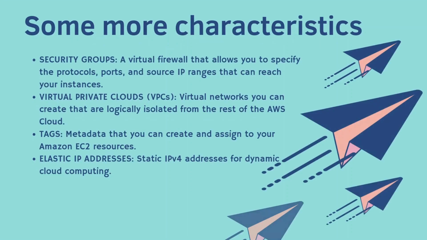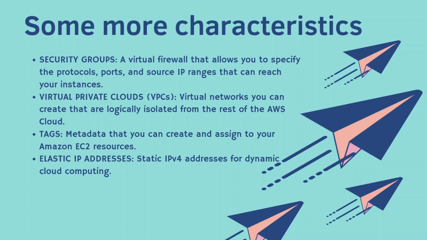Now comes some more characteristics. Security groups. Security groups are basically the virtual firewall. It allows us to specify protocols, ports, and source IP, so that we can reach the EC2 instance. If we allow some ports, we can SSH into the instance with the help of security groups, because it is allowed in the security group. It is a virtual firewall.